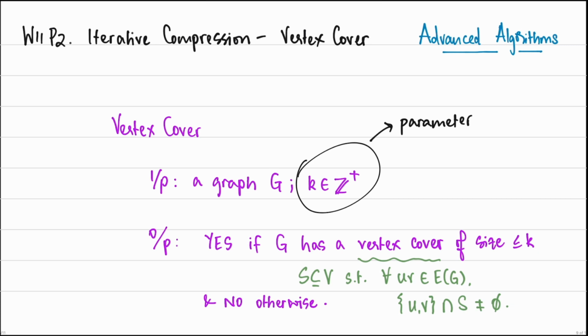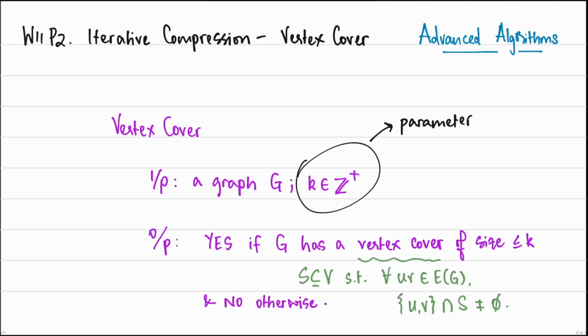Welcome back to the second part of parameterized algorithms. Here we're going to talk about iterative compression, which is a really cool and powerful technique for coming up with FPT algorithms for certain kinds of problems. We are going to be talking about vertex cover to begin with as a warm-up example.